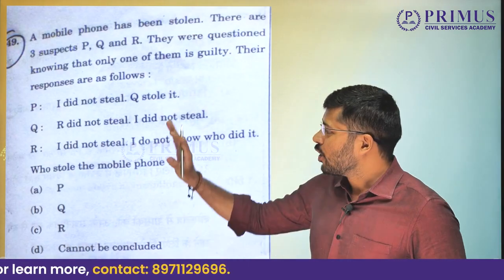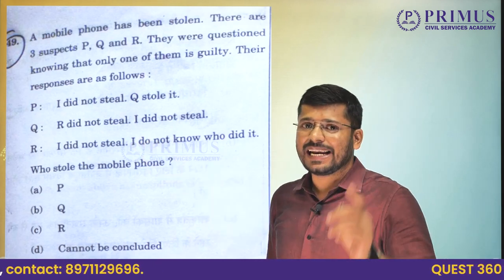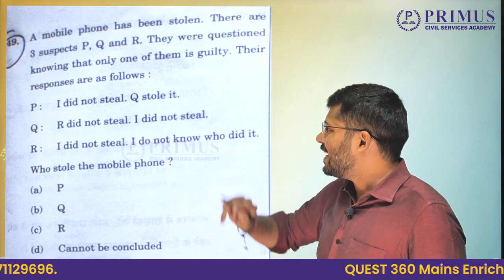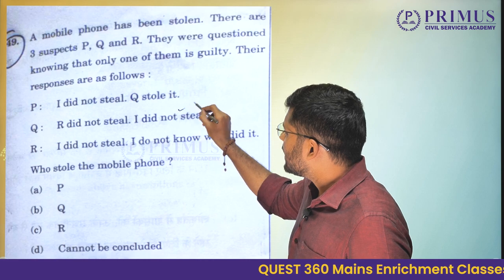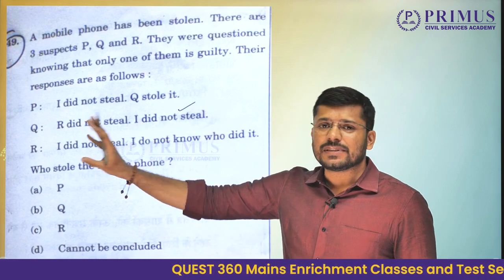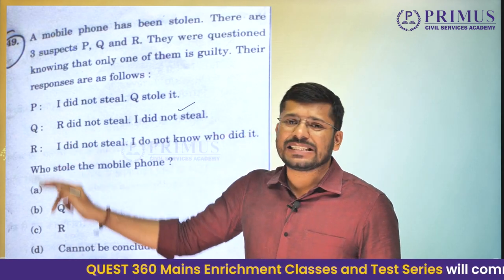Let us assume that Q is guilty now. Now if Q is guilty, he should be lying. Q says R did not steal and I did not steal. I did not steal, that is false. We have assumed that Q is the guilty person and he is lying, so it is false. And he says R did not steal.